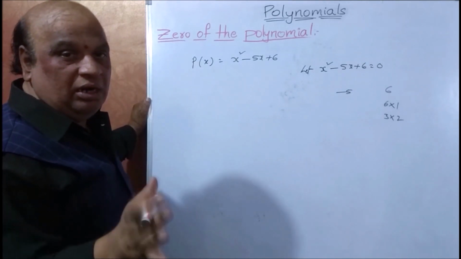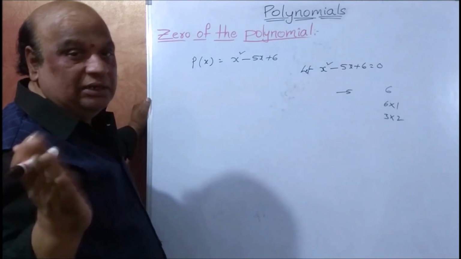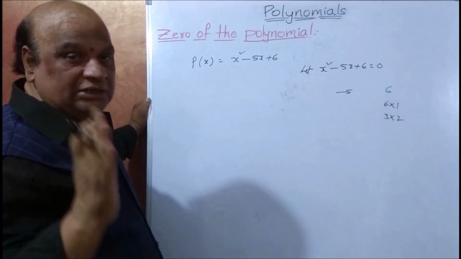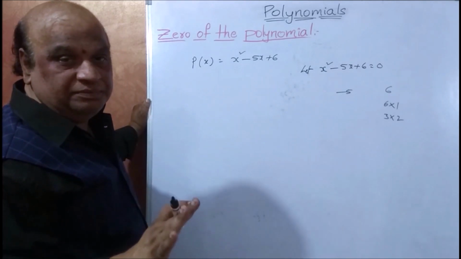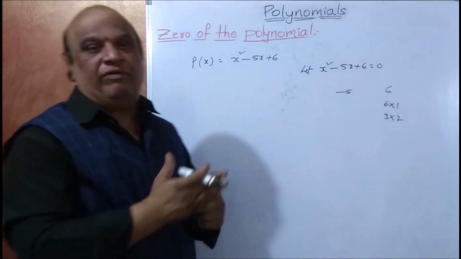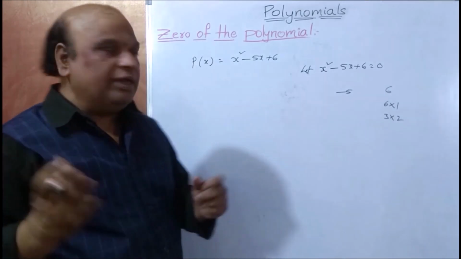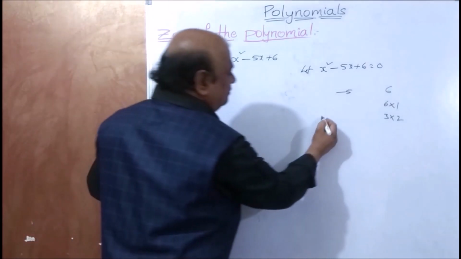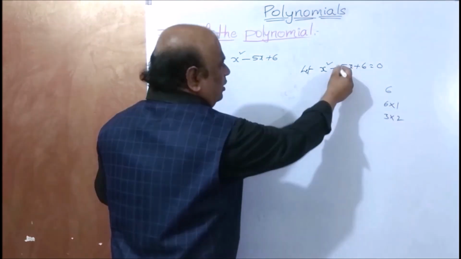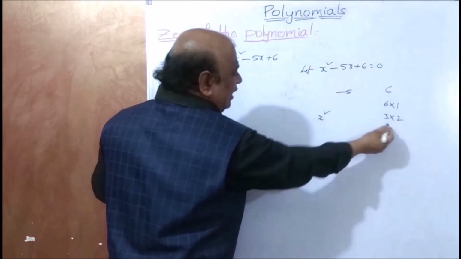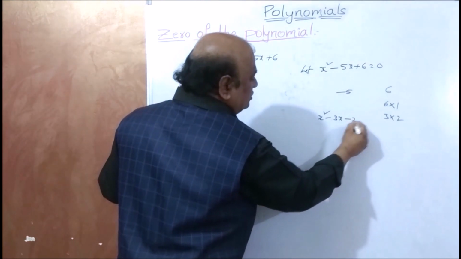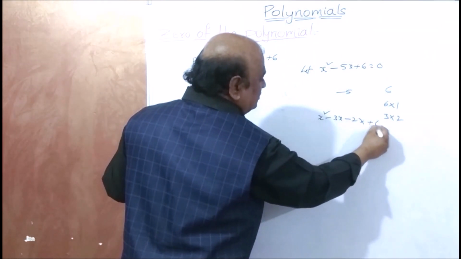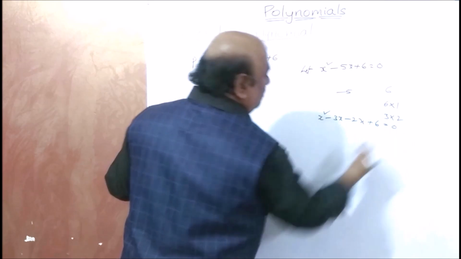This is also called splitting the middle term. What is the middle term here? Minus 5x, that is the middle term. We have to split minus 5x. How to split here? x square, instead of minus 5x, you should write minus 3x minus 2x plus 6 is equal to 0.